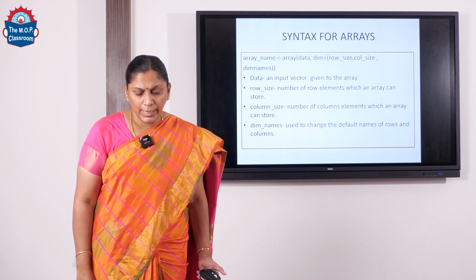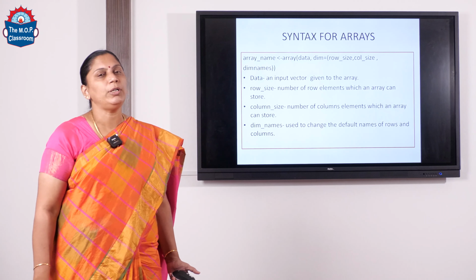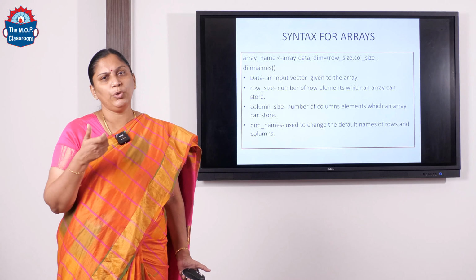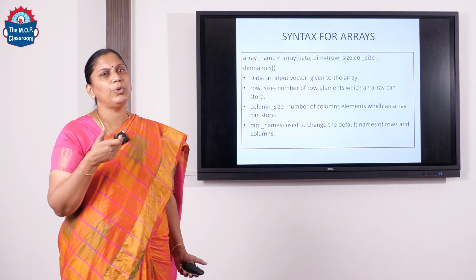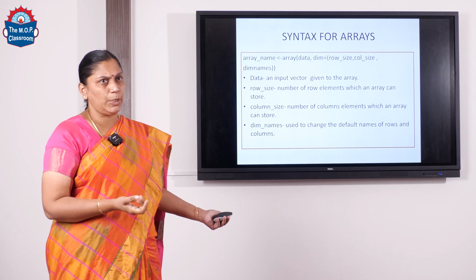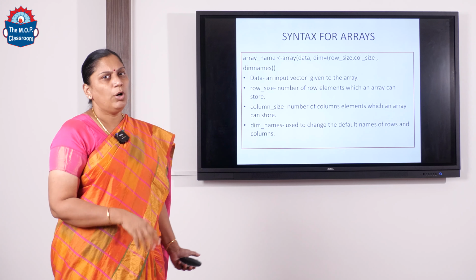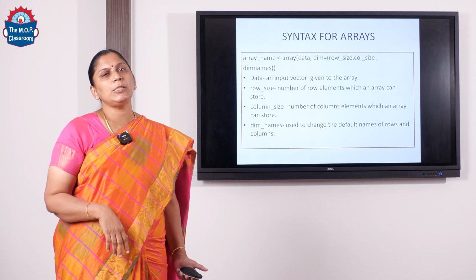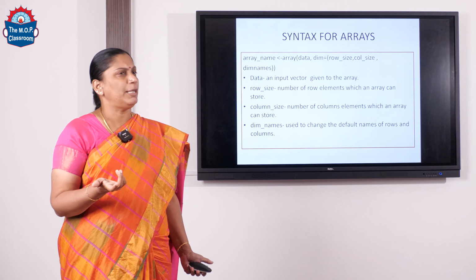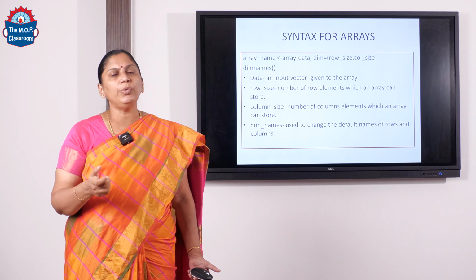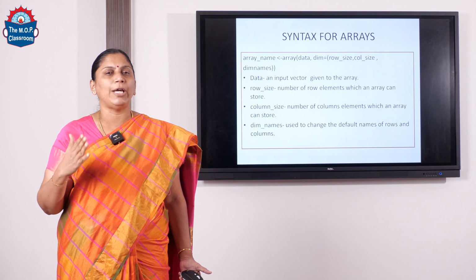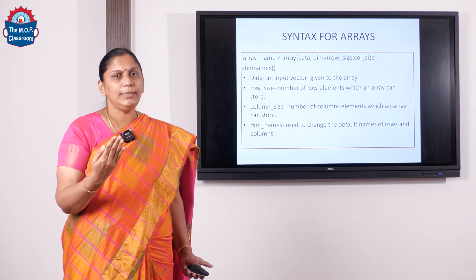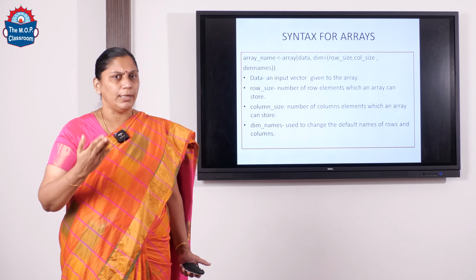So how do we create an array? What is the syntax for creation of arrays? You have to give array_name, which is a variable where you store the array. array_name is equal to array, open brackets. This array function takes two parameters. The first parameter is the data and the second parameter is dim. As I already told you, dim is for specifying the number of dimensions in R. First one is data. Data is the content, the input vector to the array.